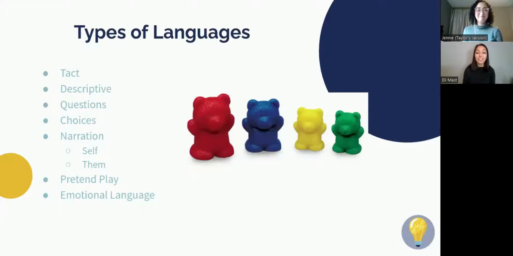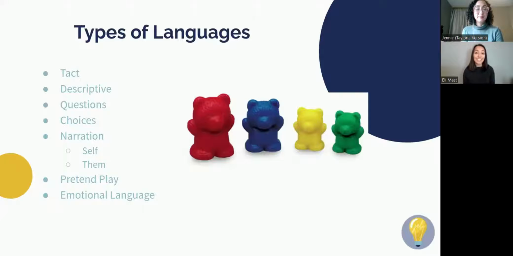Okay, so now that we looked at how to use child-directed play, we want to give you some strategies to use while you're doing some child-directed play with your children or clients or in your classroom. This is the types of language. These are different words that you would give your child to promote language development. So we're going to go over a couple of them using the example on the screen that you see in front of you with the bears.